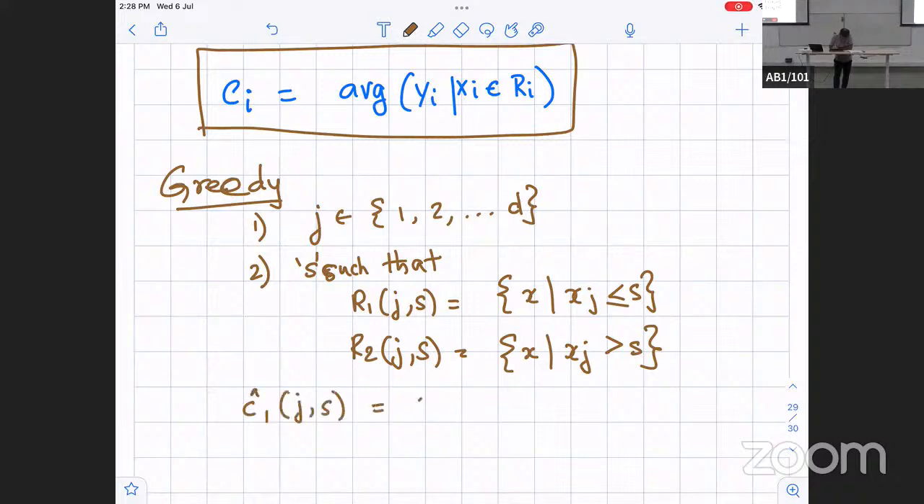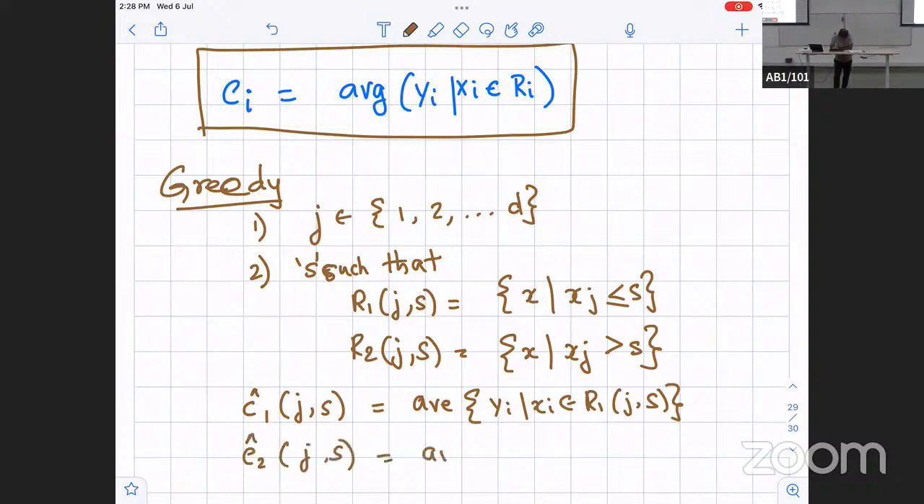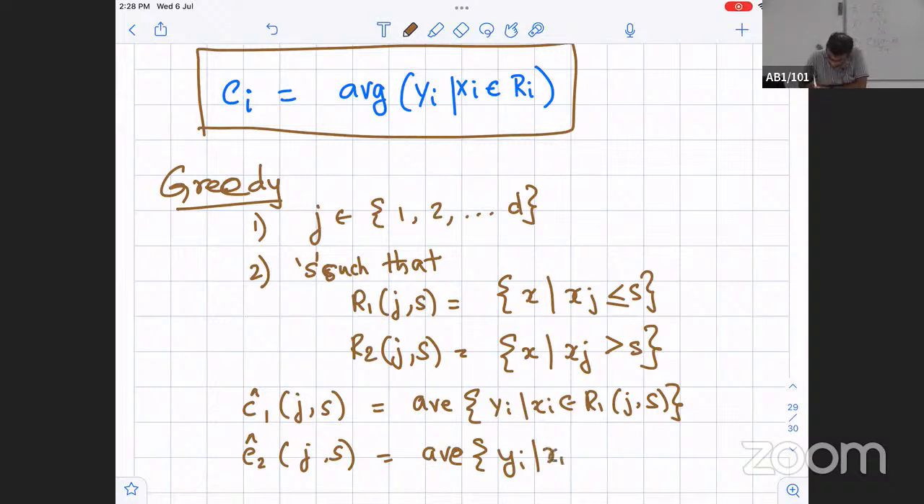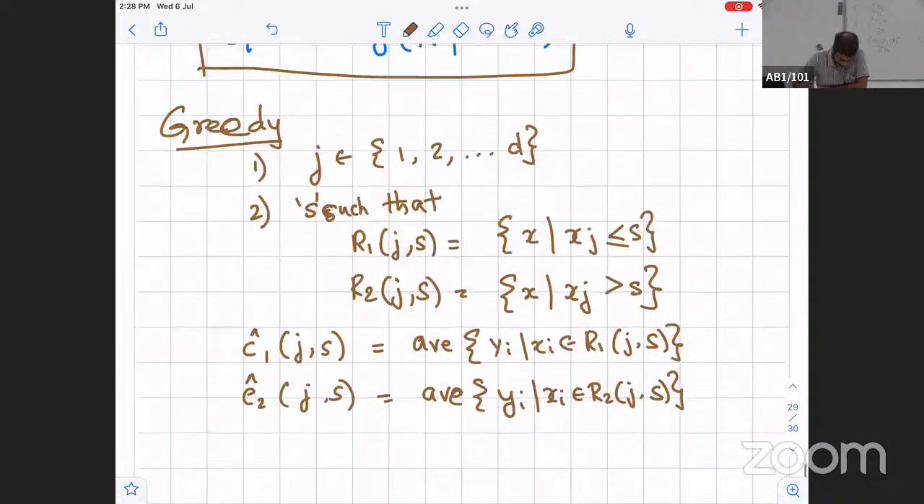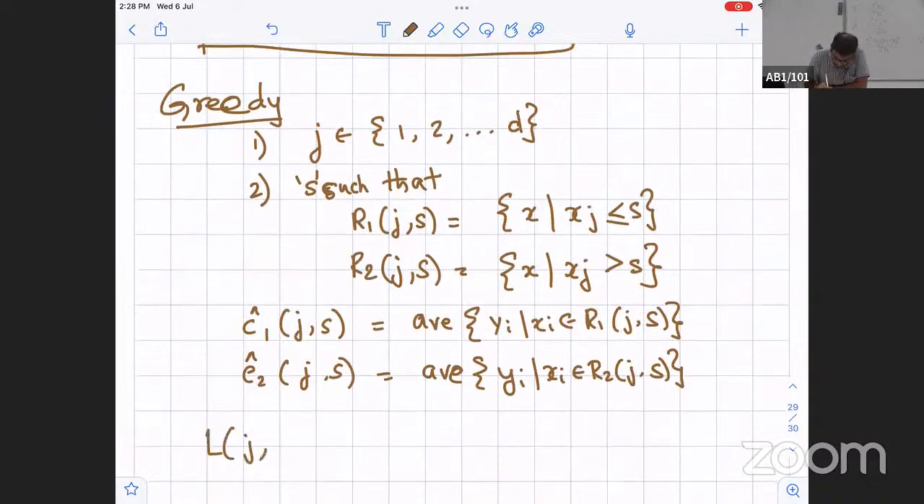So this we already saw. This is the average. I will explain all of this. You may be confused, but let me just go over it again. That's why I need to have notes, because there are so many notations here. So my loss of j, s, let me just write this down and then I'll explain this.